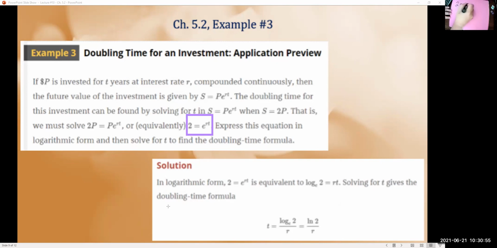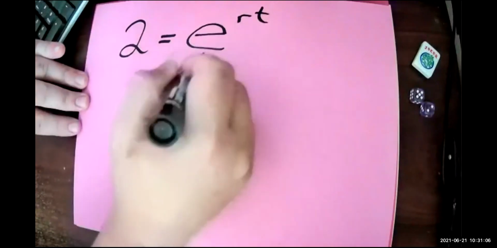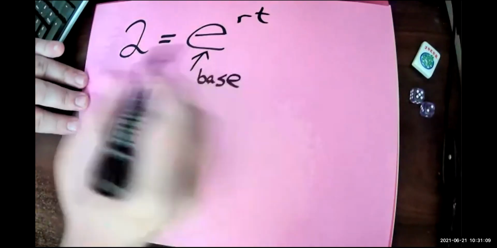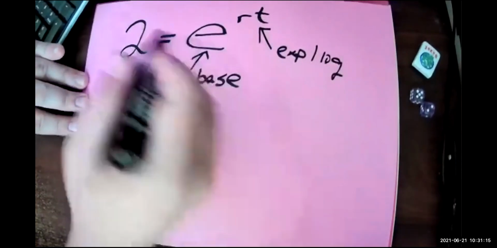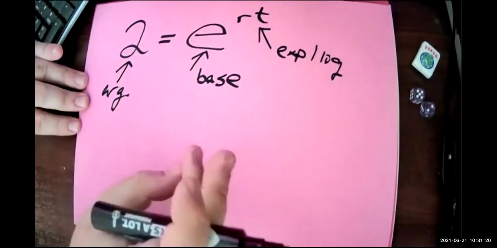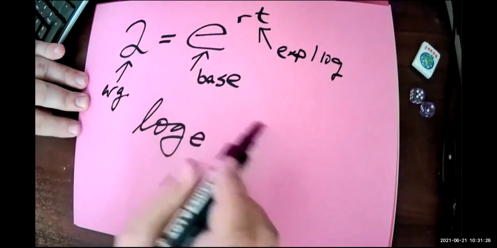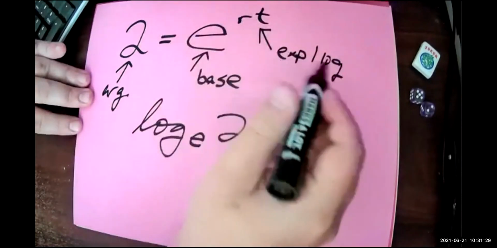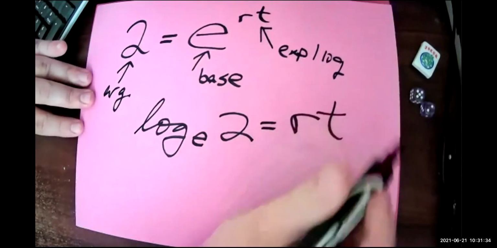2 equals e to the rt. Okay, have a look at that. See if we could change it to logarithmic form and then see if we can solve it for t. So first and foremost, if we're going to change this to logarithmic form, here's my base. Here's my exponent or log. And here's my argument. Now, I'll write log, and the base is e, of the argument, which is 2, equals the exponent or log, which is rt.